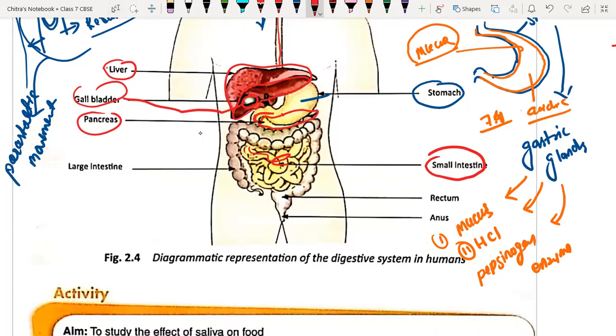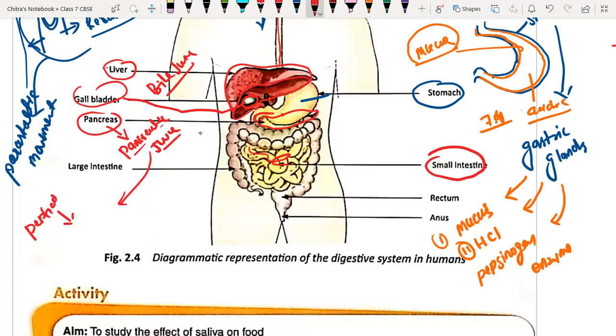So in the small intestine, the digestive enzyme secreted by the liver is called bile juice. Okay, so here it absorbs nutrients from food. Bile juice. Okay, and the pancreas secretes pancreatic juice. So the liver secretes bile juice, and the pancreas secretes pancreatic juice. Okay, and they help to digest protein like peptides also.